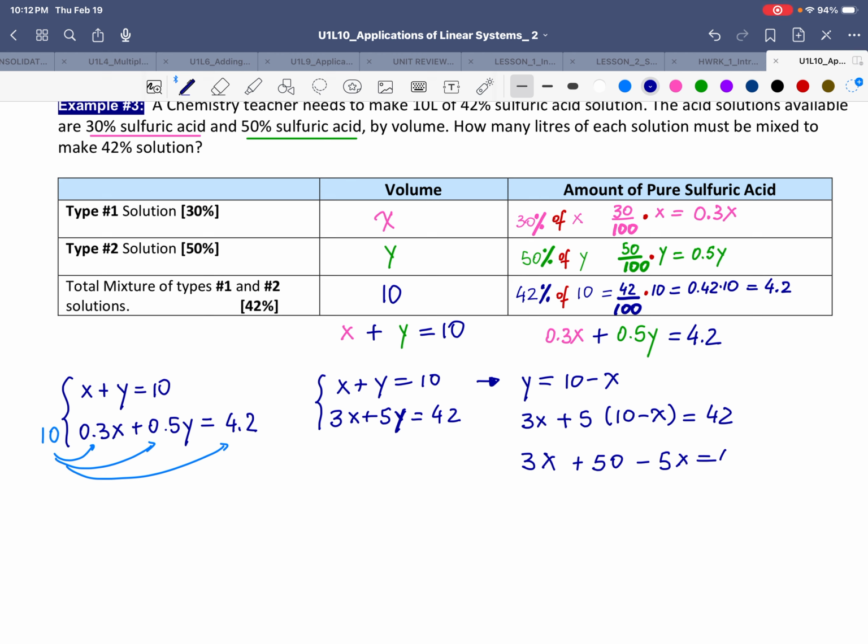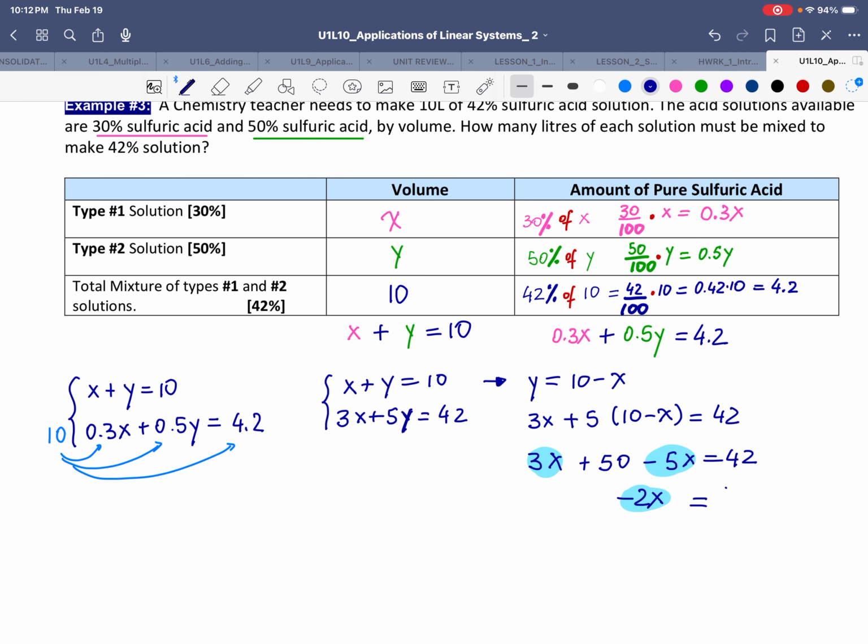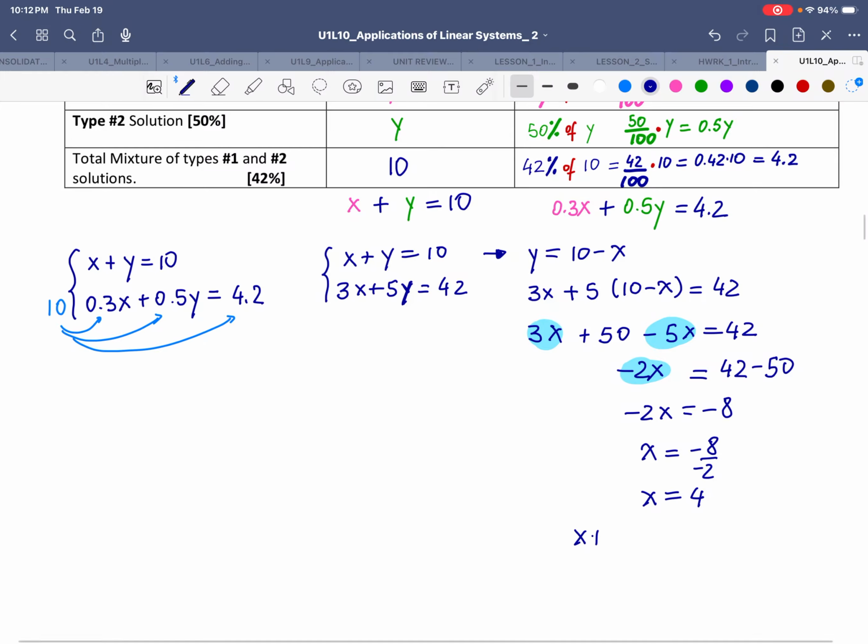So that would be 42. 3x minus 5x is negative 2x. So right here. And on the other side of the equation, we'll have 42 minus 50. 42 minus 50 is equal to negative 8. X would be equal to negative 8 over negative 2, or x will be equal to 4. So if x equals 4, knowing that x plus y is 10, we're going to say y equals 10 minus x, or 10 minus 4, which is 6.